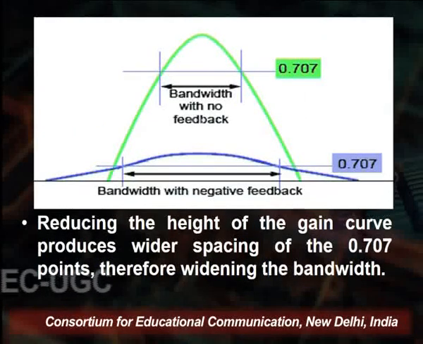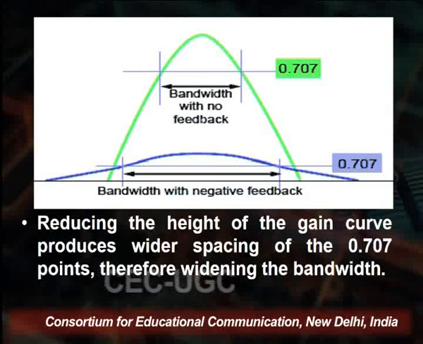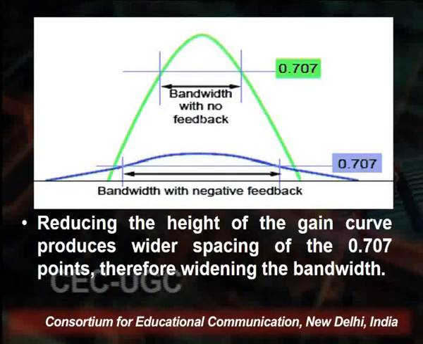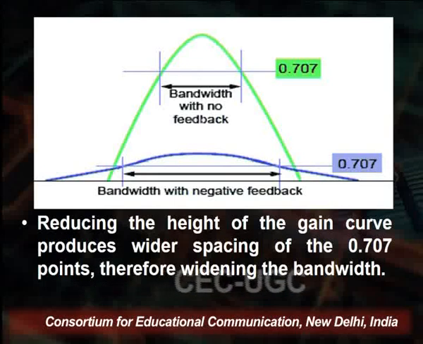Now you see here the bandwidth: reducing the height of the gain curve produces wider spacing of the 0.707 points, therefore widening the bandwidth in this case. Sometimes it will be important.